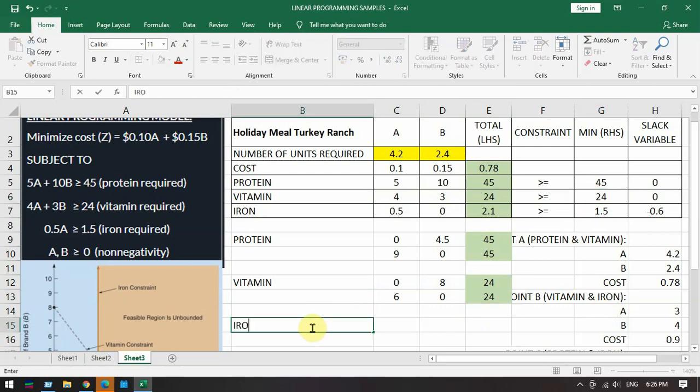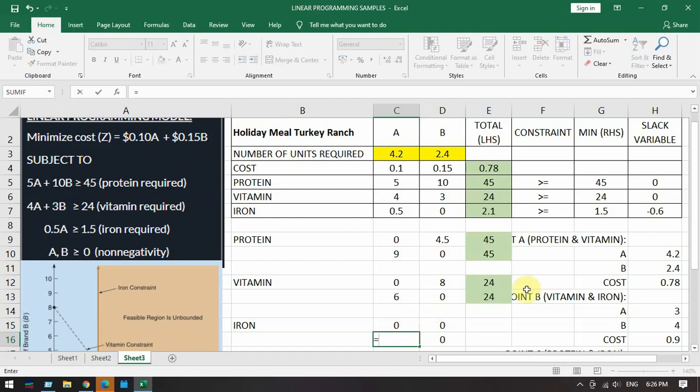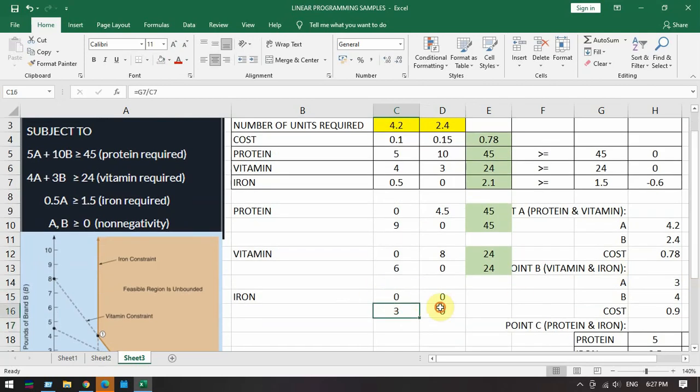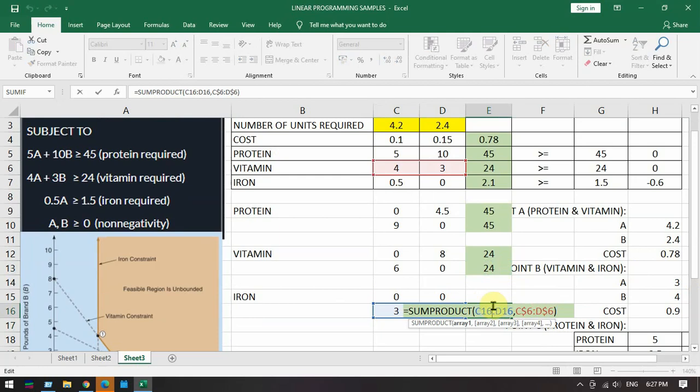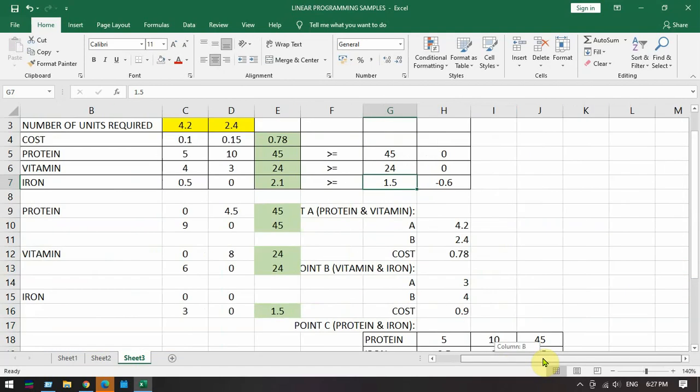And then for our iron constraint line, if A is 0, then B will be 1.5 divided by 0. So that is 0 also, so let's just change it to 0. And then if B is 0, then A will be 1.5 divided by 0.5. Okay, so we only have 1 point in here, so later on we're going to adjust. Okay, so make an adjustment for this one. And by the way, let's have this solved. Right, that's it. So it's equal to 1.5. So we are now ready to plot our graph.